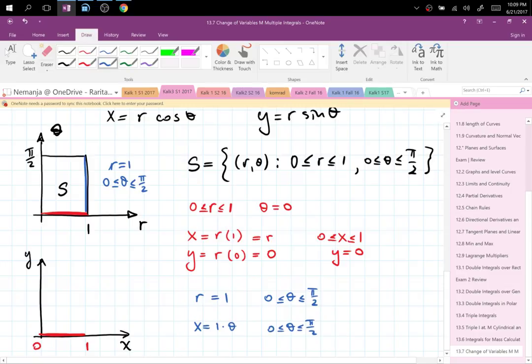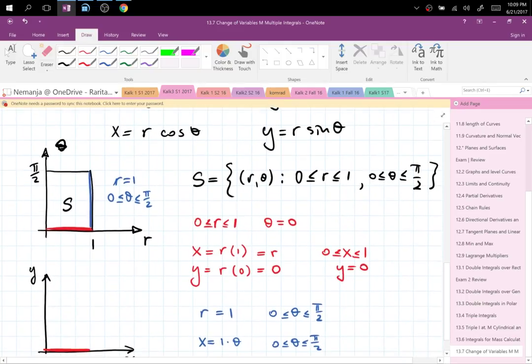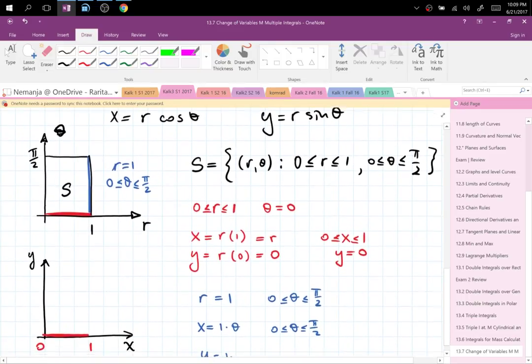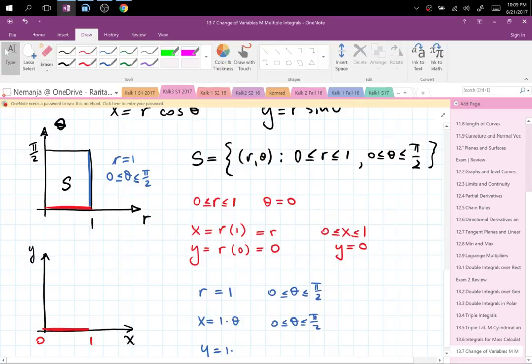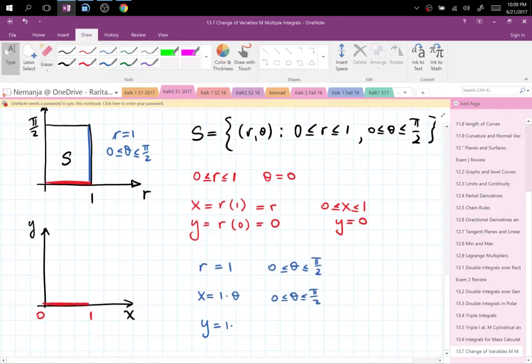Now y would be also 1 times... hold on. I wanted to say cosine of theta. That gives me the range. I'm supposed to write cosine here. There we go.